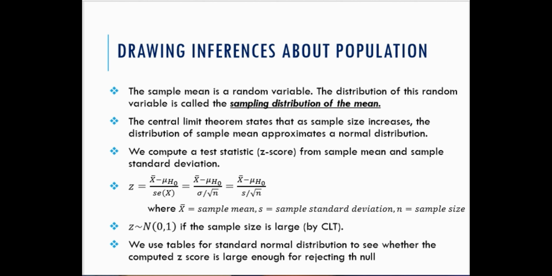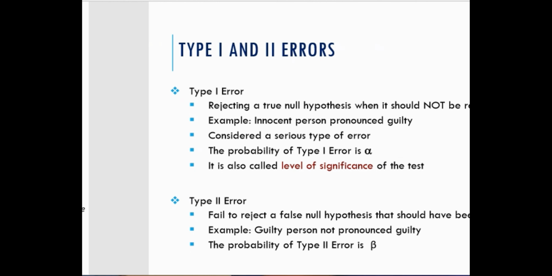So, what do we do? We use tables for the standard normal distribution to see whether the z score is large enough for rejecting the null. Why will you reject the null if the z score is large? Because the sample mean that you have observed is very far from the hypothesized population mean. So, probably the hypothesized population mean is not exactly right. The difference between the sample mean and the hypothesized mean is too large.